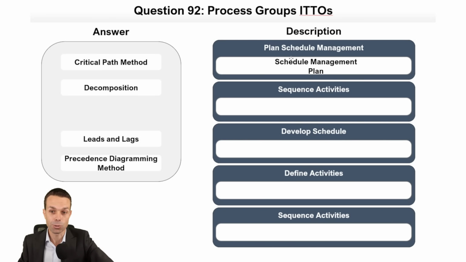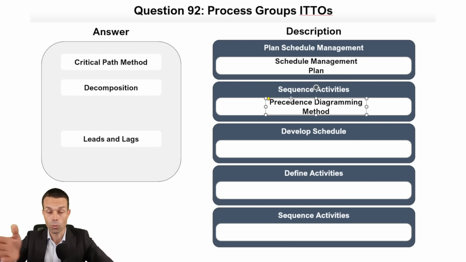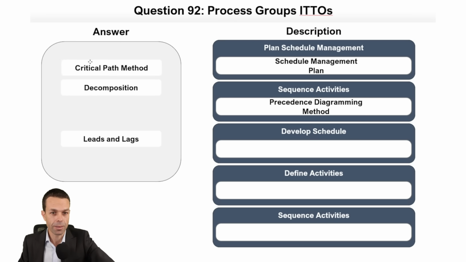We're planning schedule management and creating our schedule management plan, so how we're going to manage our schedule. If we're sequencing our activities, we might need to know the precedence diagramming method for what comes first and what comes next. We're sequencing it. Okay, let's try that. Developing the schedule is probably going to be the critical path method, and we can move that if we need to. Defining the activities.